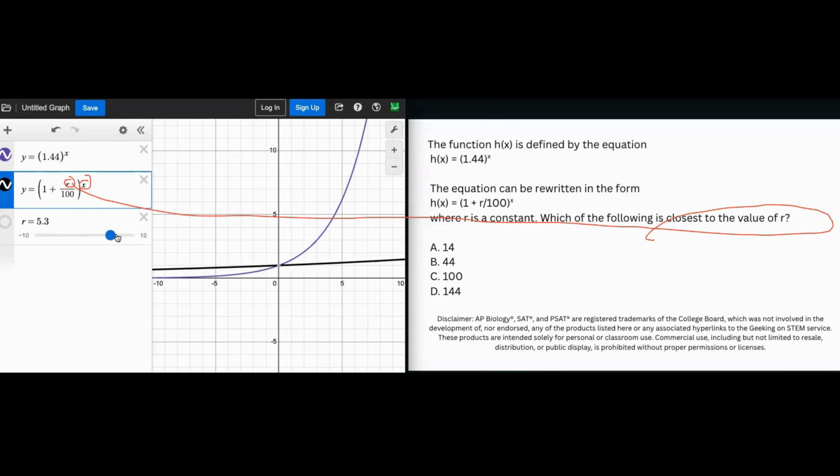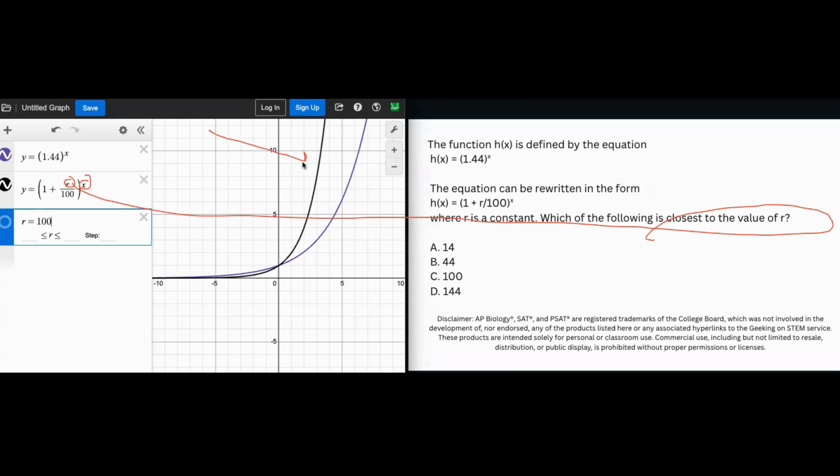Well, if you notice, if I slide all the way to the right, I'm getting closer to it, but not quite yet. And I have my possible answers here. I'm going to chime in with 100 just to see quickly. And I realize that I've gone too far. You could see the graph here is a little bit too far from our original one. So I need a number less than that.